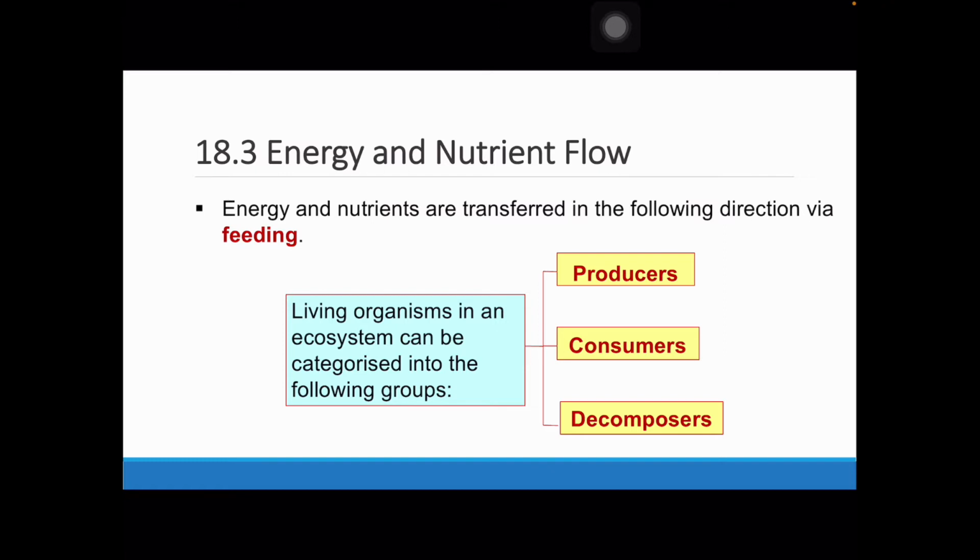So there are actually three types of organisms that we can classify the different organisms in the ecosystem into. You can classify them as a producer, a consumer, or a decomposer. So let's talk about each of them and how they work.